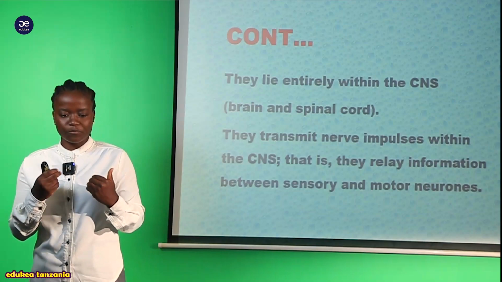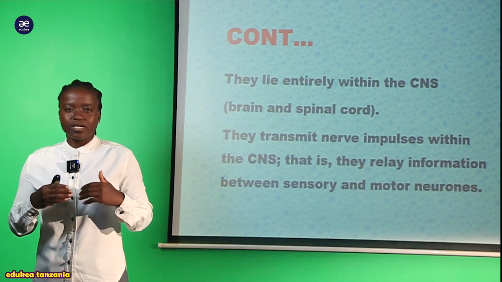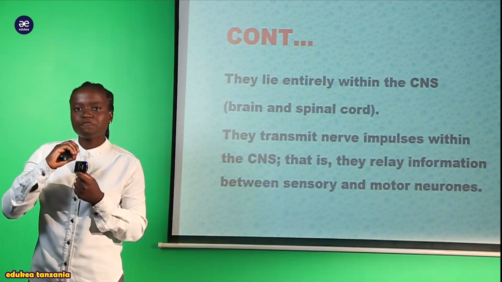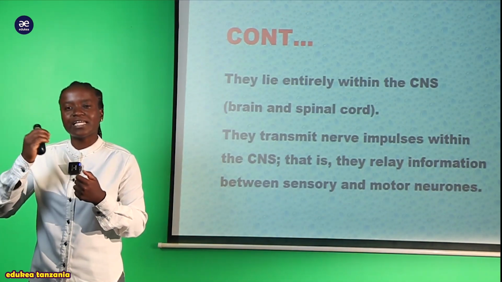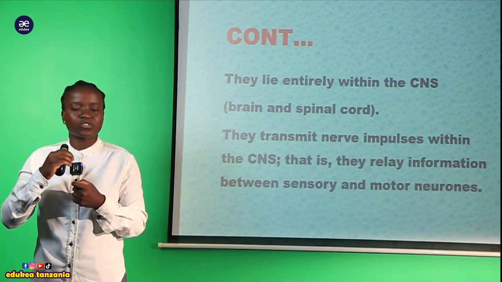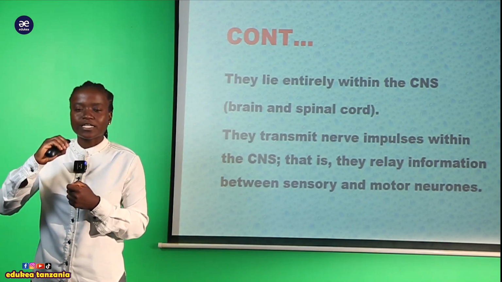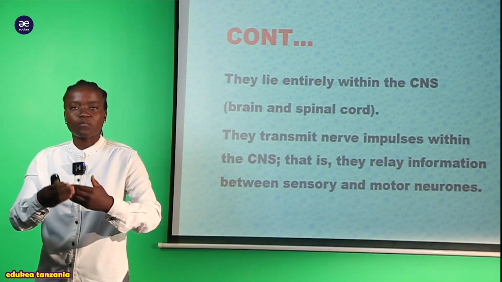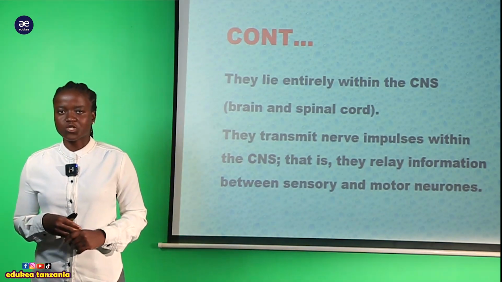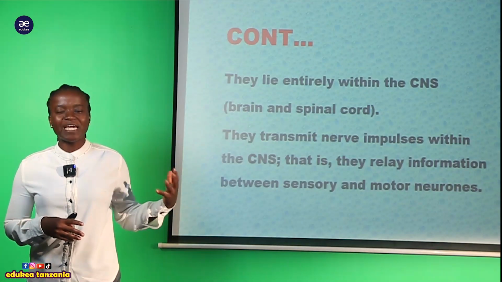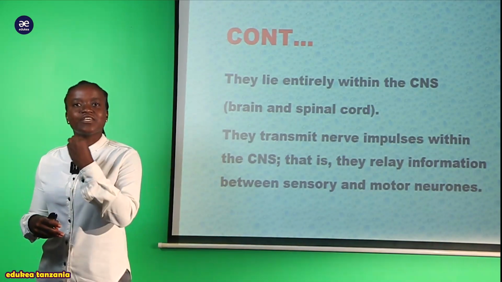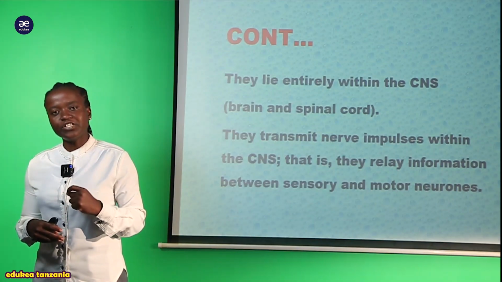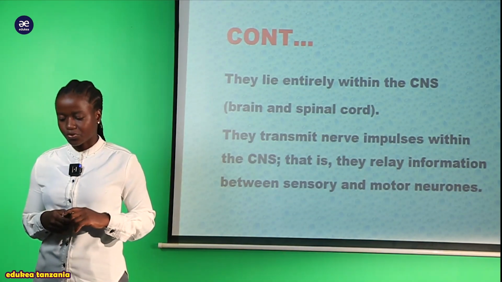It takes information from the sensory neuron to the brain, which interprets it. Once the information is interpreted, the interneuron takes the information from the brain directly to the motor neuron to provide an appropriate response. So that is the role, the main function of the relay neuron: to connect, to link the sensory neuron and the motor neuron.